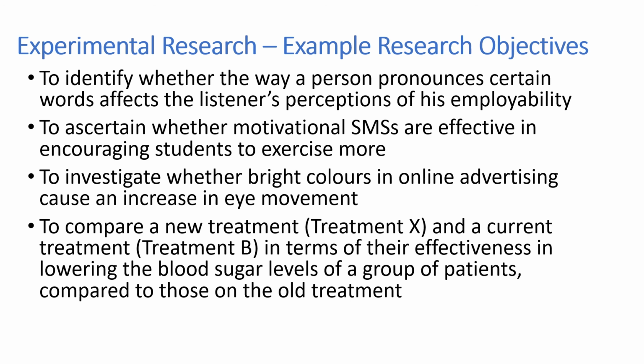Finally, on the topic of diabetes, an example of an experimental study would be a study that aims to compare treatment X and treatment B in terms of how effective they are in lowering the blood sugar levels of a group of patients compared to those on the old treatment. This type of experimental design will be very similar to the figure that we saw earlier, where you've got two types of interventions or treatment, and then you have a control group, and they will go through pre-test and post-test, and we can calculate whether there's a change in the treatment groups and which treatment is particularly effective.